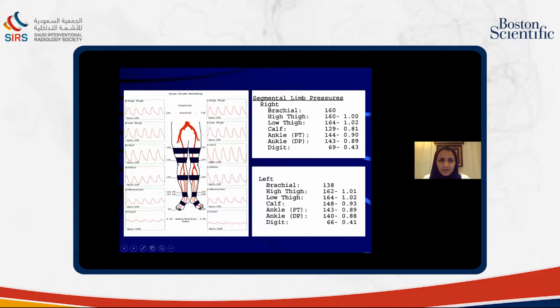We'll see another chart. If you see here the pressure at the thigh, the reference is 160 on the left and right. So 160, we see it at the thigh. ABI is 1. Lower thigh, 164. At the calf, see here, the pressure dropped more than 20. So we start having the disease.